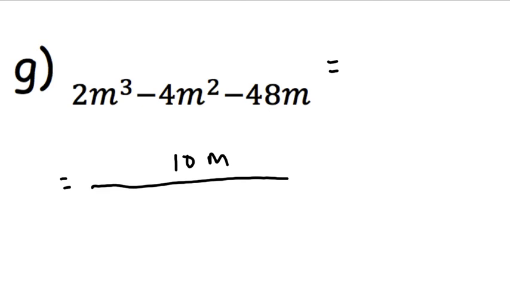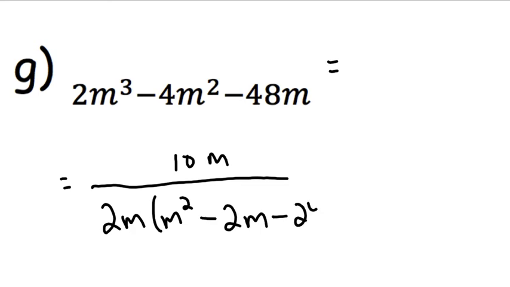What can we take out? Look at our numbers. Well, I could take a 2 out, and I can also take an m out. I'm left with m squared, right? 2 came out. M to the third, I took one of those m's out. I'm left with m squared. Minus 4 divided by 2 is 2. M squared, I took one m out, so I'm left with an m. Minus 48 divided by 2 is 24. I started with an m, but I took it out, so no more m's.